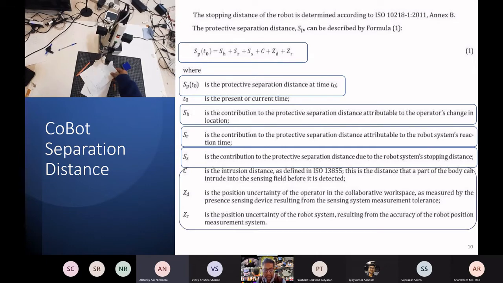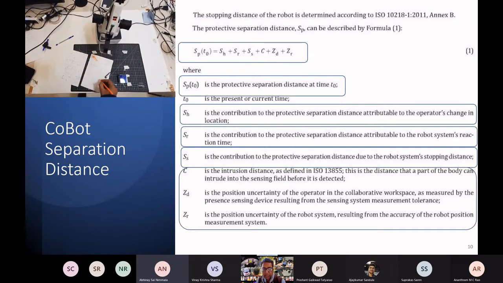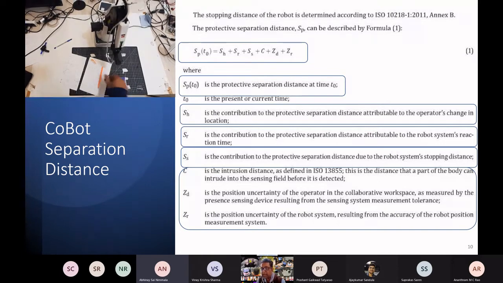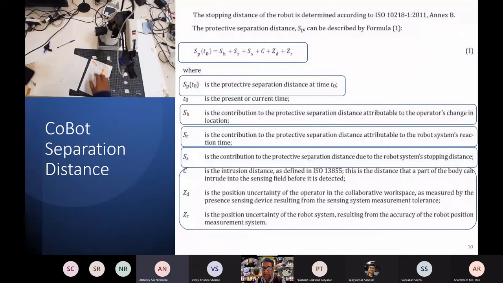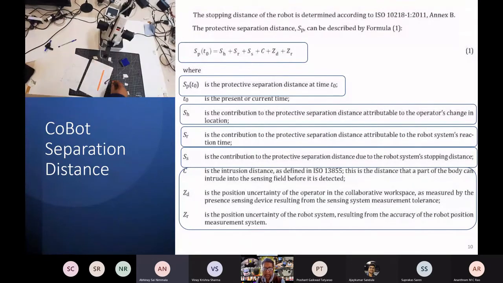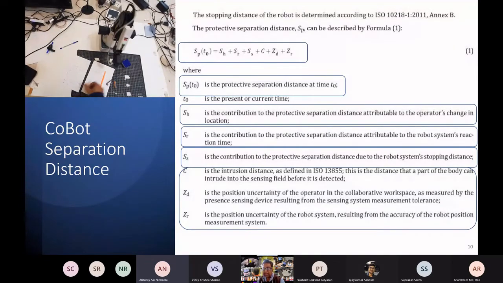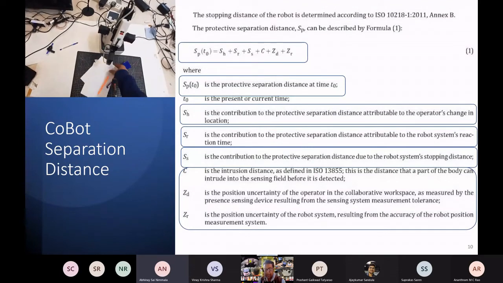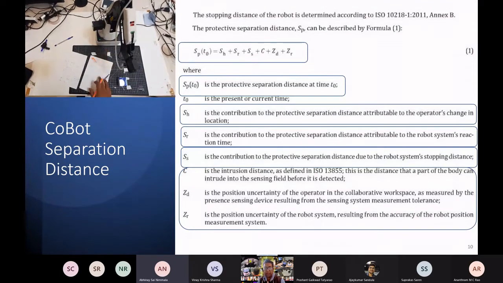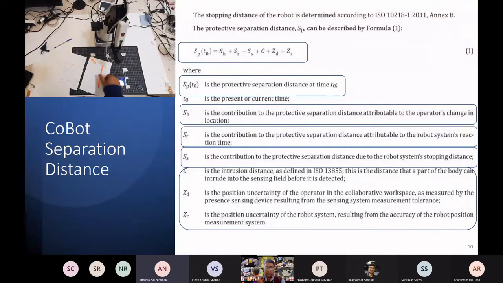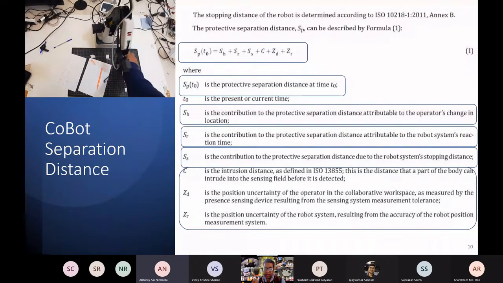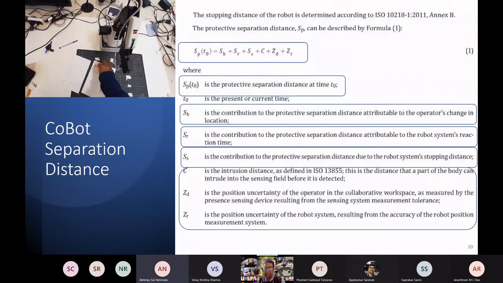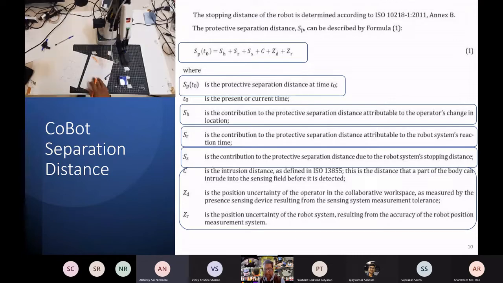And then finally, the last three variables, as I mentioned, are mostly constants. C is the intrusion distance, the distance that a part of the body can intrude into the sensing field before it is detected. ZD is the position uncertainty of the operator in the collaborative workspace. And similarly, ZR is the position uncertainty of the robot system. There may be some uncertainty in the body movement or the sensing technology or the robot's movement. And mostly these three terms will stay constant.